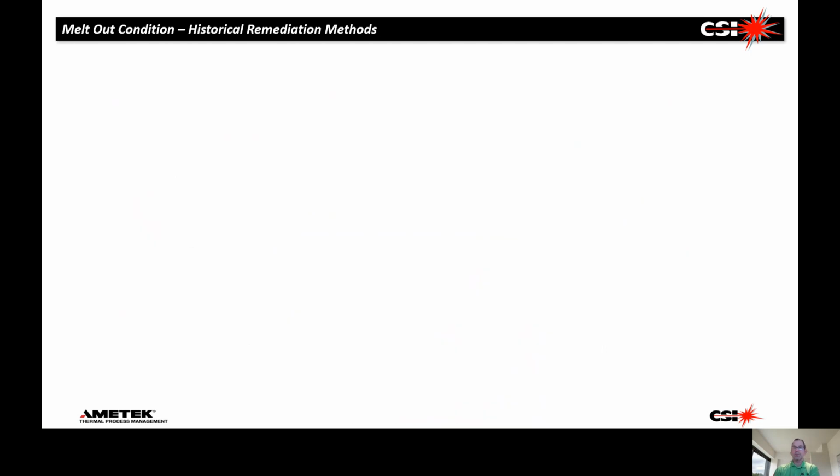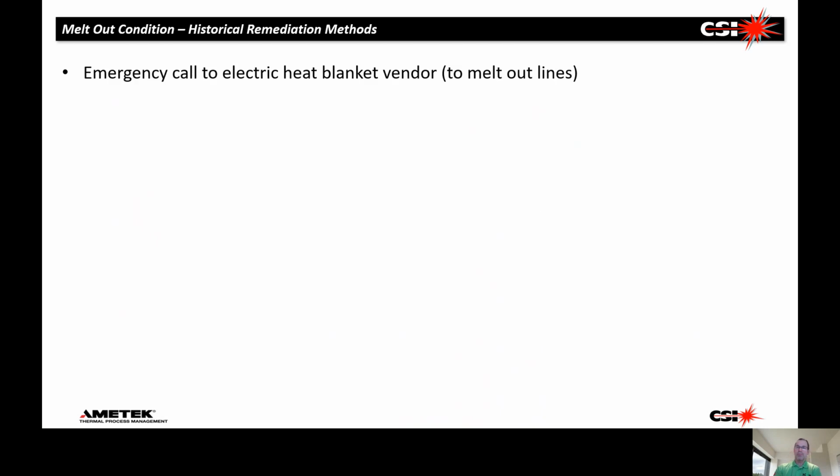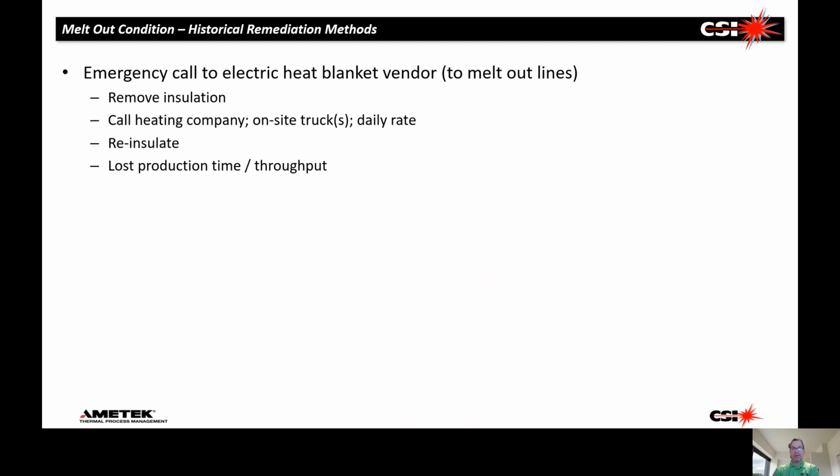And so when you look at the plugging product, we're looking at the melt out conditions. If you have a plugged line, what are the historical remediation methods that plants went through? Usually it's an emergency call to an electric heat blanket vendor. They have to come in and melt out the lines, which requires a lot of activity. Insulation has to be removed and reinstalled. The heating company has to come on site and hook up the heating blankets for a period of time. There's usually a rather large daily rate to have this process take place, and you have lost production time while it's taking place.